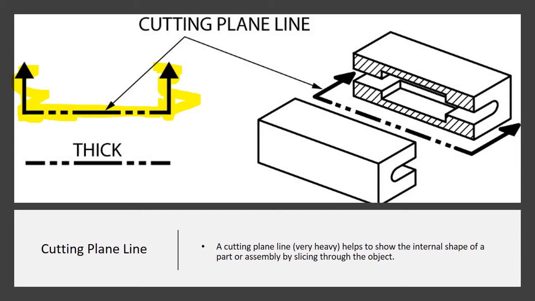Here we have a cutting plane line. This is where we cut an object in half to be able to look at it from the inside. A cutting plane line is a very heavy line that helps to show the internal shape of a part or assembly by slicing through the object. So if you've got a lot of internal nooks and crannies, this is where you would use a cutting plane line.